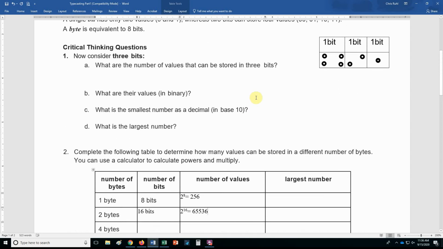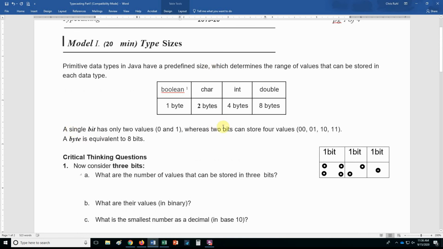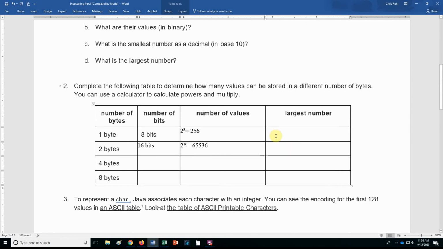Let's take a look back here for a minute. What is the smallest number as a decimal in base 10 if you use 3 bits? Let's look at 2 bits. 2 bits can store 4 values. The first value is 0. So that counts as one of the values. So we can't start counting with 1. We have to start counting with 0 because it's a valid value. So the largest number, if you have 256 values, is 255.